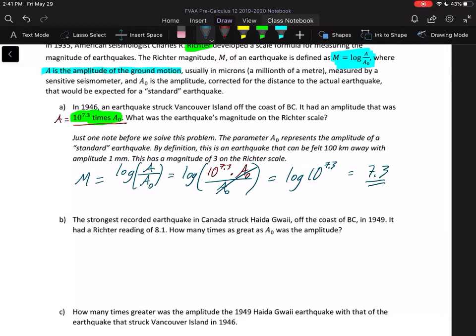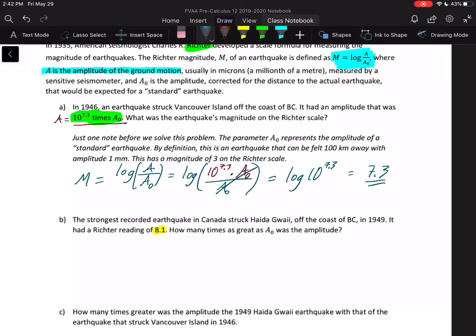All right, the strongest recorded earthquake in Canada struck Haida off the coast of BC in 1949. It had a Richter scale reading of 8.1. How many times as great as A0 was the amplitude?